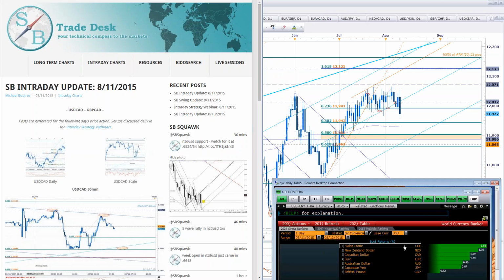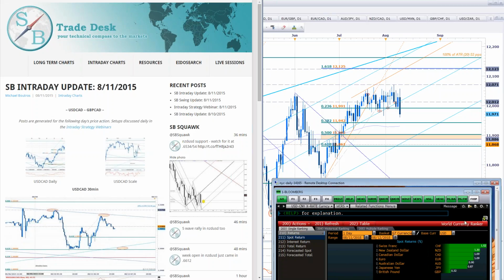Kiwi dollar up 1.3. Haven't really gotten involved there. CAD, second or third best performer, up 1.09, same as the euro dollar, and both of those have been in play. Aussie with a gain of 0.9, a little bit lackluster on the sterling and yen.